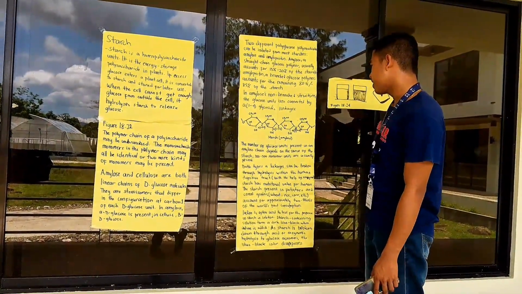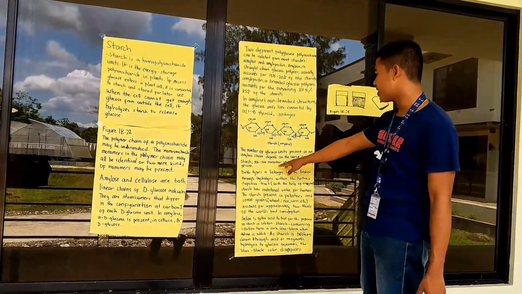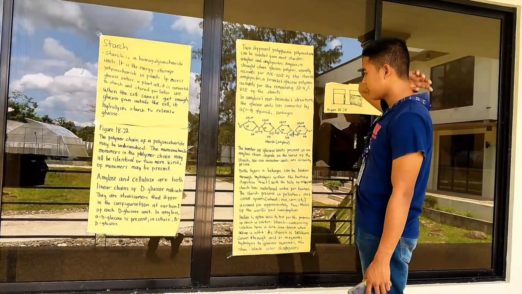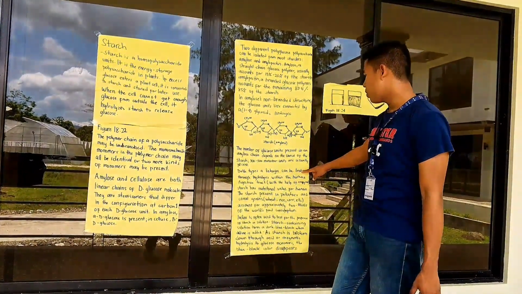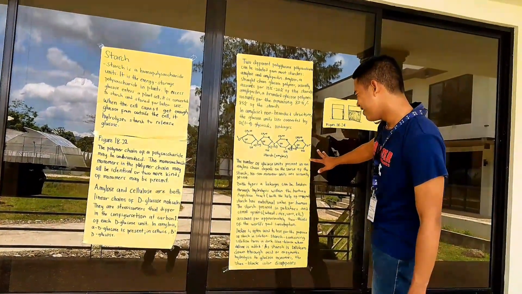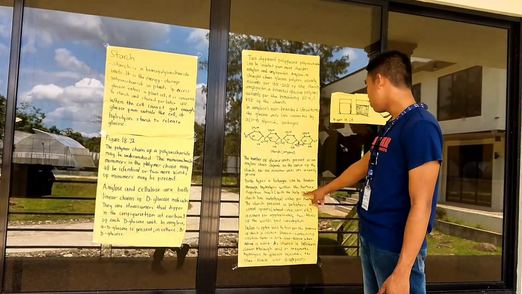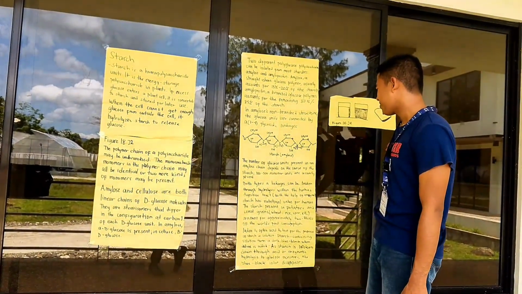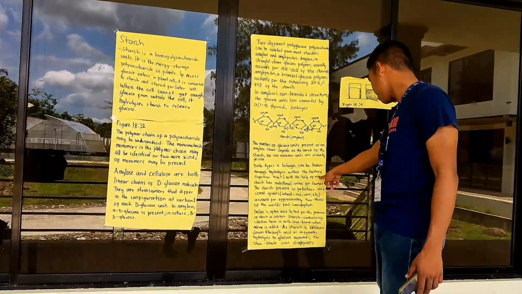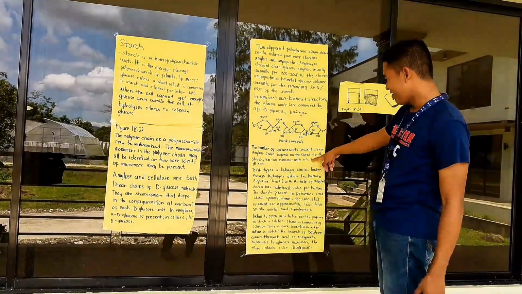The number of glucose units present in an amylose chain depends on the source of starch. 300 to 500 monomer units are usually present. Both types of linkage can be broken through hydrolysis in the human digestive tract. With the help of enzymes, starch has nutritional value for humans.